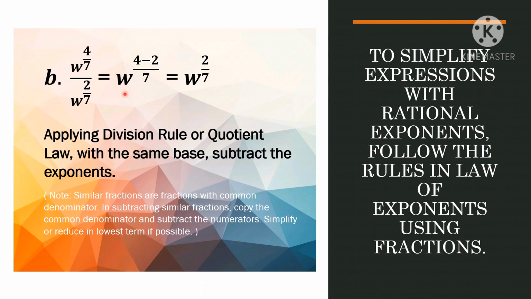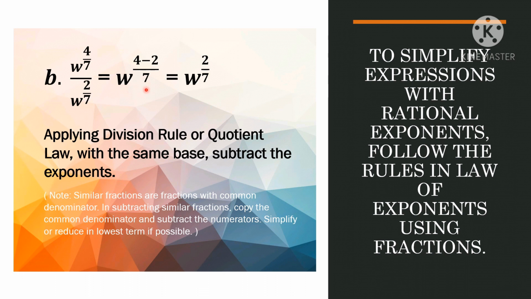So, again, isusubtract natin si 4/7 minus 2/7. So, kung makikita nyo po, parehas po ang denominator nila. So, they are similar fractions. Tulad po nung kanina, pag similar fractions, we just copy the common denominator. Kaya meron po tayong 7 dito.